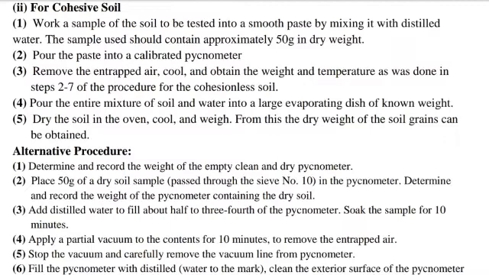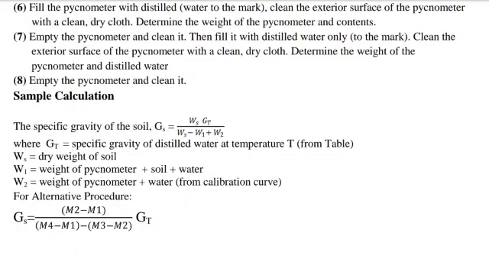3. Add distilled water to fill about half to 3/4 of the pycnometer. Soak the sample for 10 minutes. 4. Apply a partial vacuum to the contents for 10 minutes to remove the entrapped air. 5. Stop the vacuum and carefully remove the vacuum line from the pycnometer. 6. Fill the pycnometer with distilled water to the mark. Clean the exterior surface of the pycnometer with a clean dry cloth. Determine the weight of the pycnometer and contents.